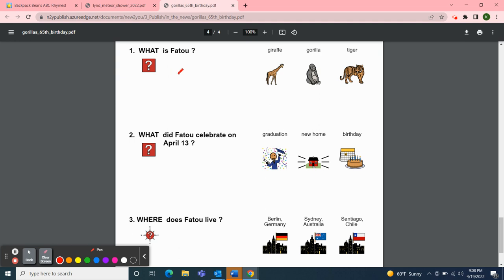Number one, what is Fatu? A giraffe, a gorilla, or a tiger? Well, Fatu is a gorilla. Number two, what did Fatu celebrate on April 13th? Graduation, a new home, or her birthday? Well, Fatu celebrated her birthday on April 13th. And number three, where does Fatu live? In Berlin, Germany, Sydney, Australia, or Santiago, Chile? Well, Fatu lives in Berlin, Germany. Wouldn't that be fun to go visit her?